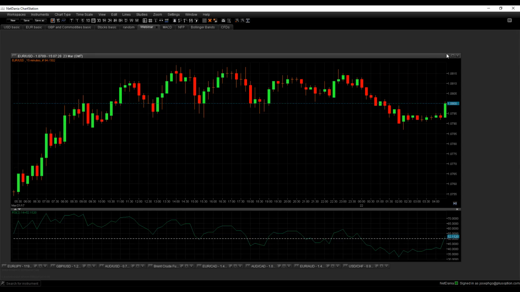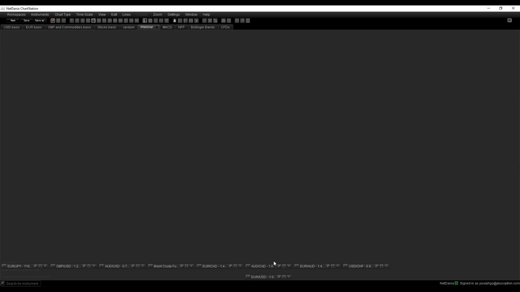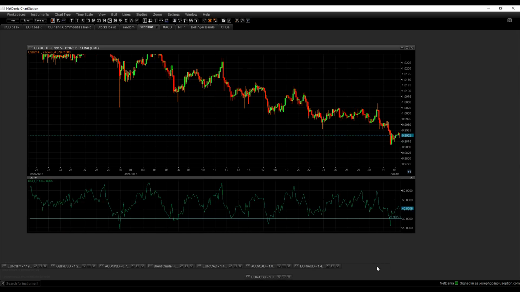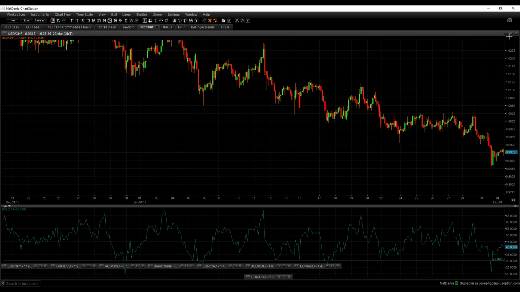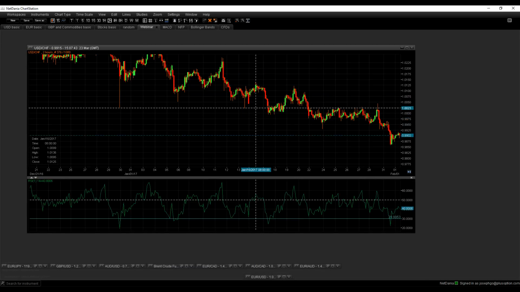So I'm going to show you two brief examples of how we can use this RSI for trading. So let's look first at the USD CHF. Just one moment here. Okay.